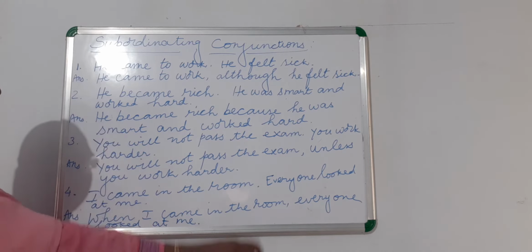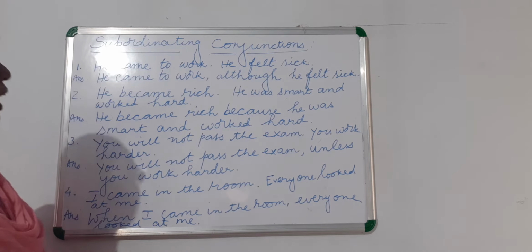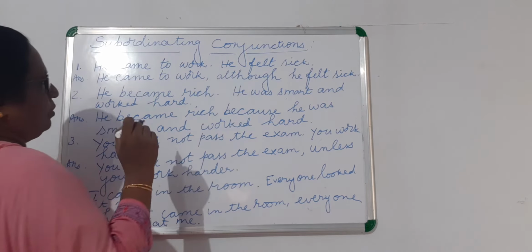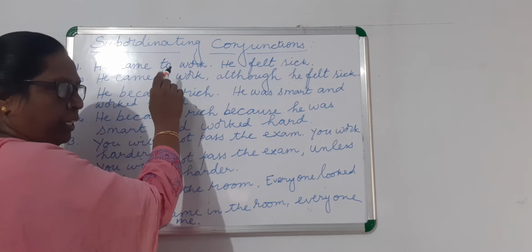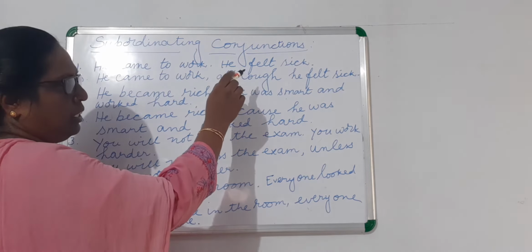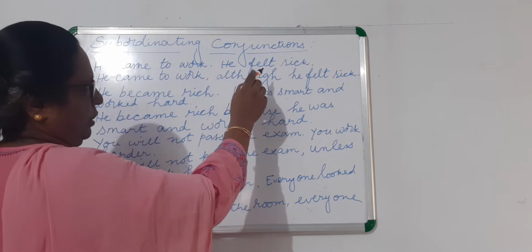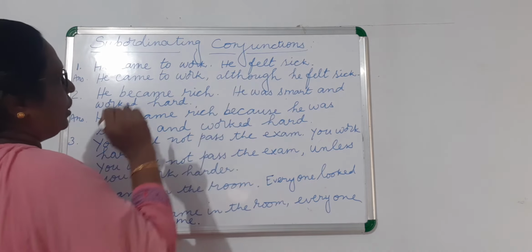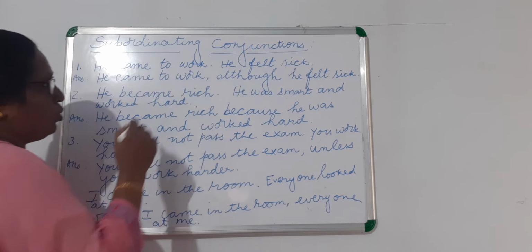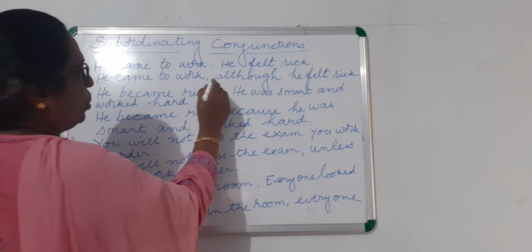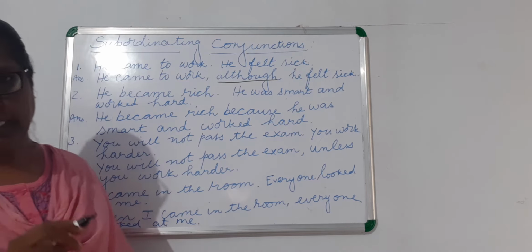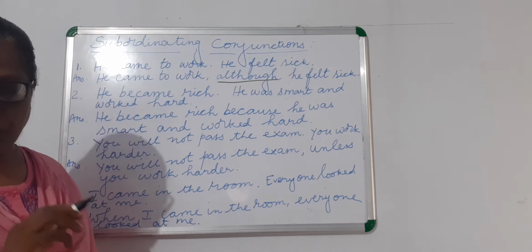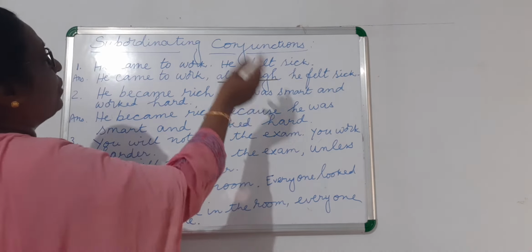Today let us see this example. He came to work. He felt sick. There are two sentences. As I have said already, one is independent and the other sentence is not independent. So it is dependent on the other sentence. What to use over here? I have used although. So although is a subordinating conjunction. What does although mean? In spite of the fact.